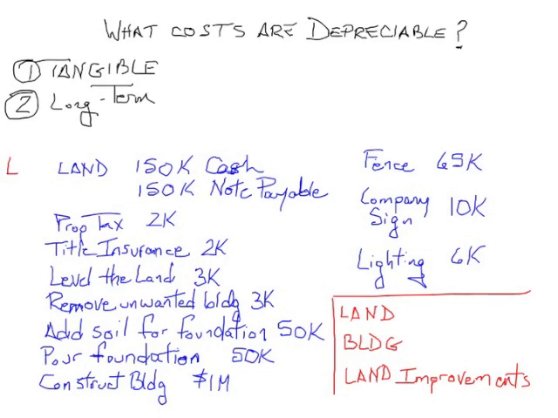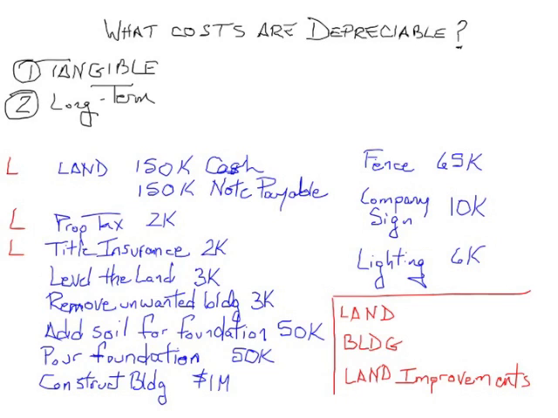So that's $300K right there that will go into the land account. Property tax. Well, we're not going to be able to acquire the land if we don't pay that delinquent property tax that didn't get paid. So that goes into the cost of the land as well. We can't get the land if we don't pay the title insurance. So that goes into the cost of the land.